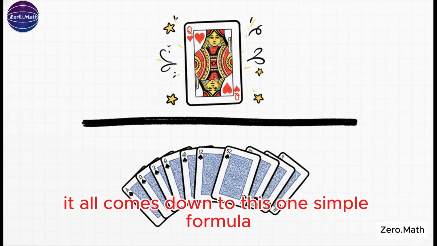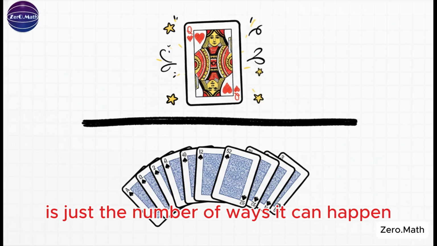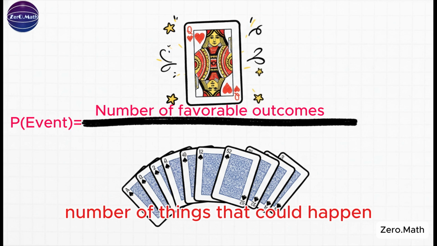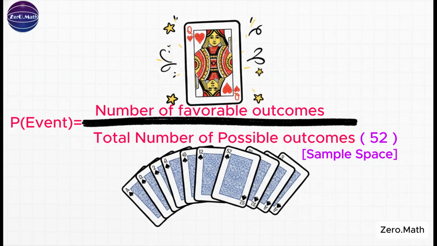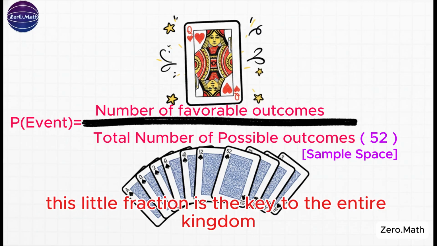So, how do we actually use this stuff? It all comes down to this one simple formula. The probability of anything happening is just the number of ways it can happen divided by the total number of things that could happen. Favorable outcomes over total outcomes. This little fraction is the key to the entire kingdom.